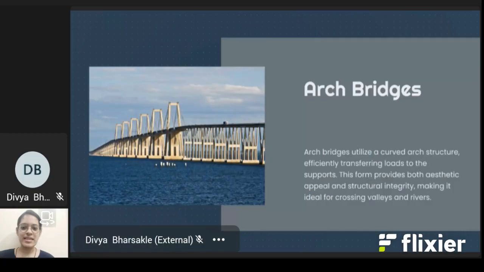The second is the arc bridge. As you can see in the photo, it is usually a curved arc structure efficient for transferring loads to the support. It is mostly used for aesthetic and structural integrity for crossing valleys and rivers.